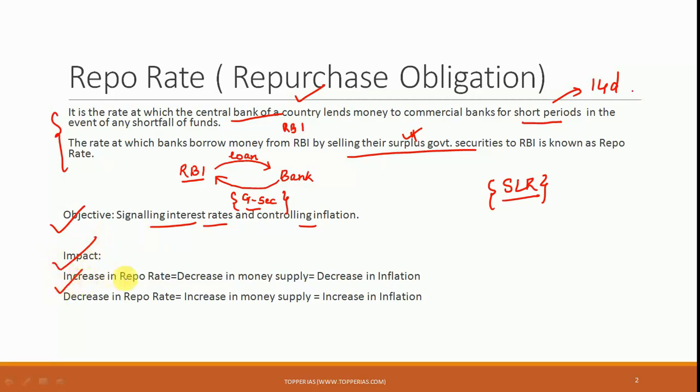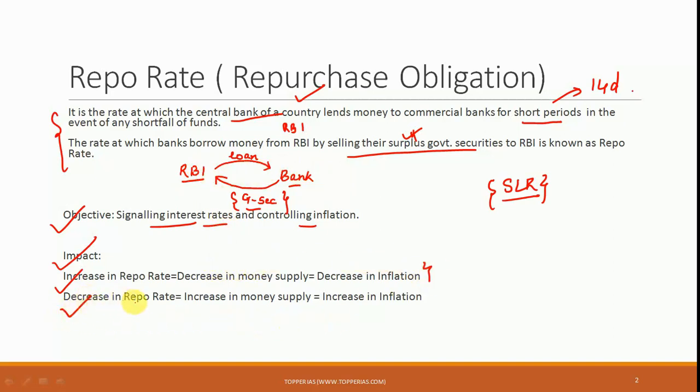First and foremost is that if the repo rate is increased, the loan for the bank is going to become costly, as a result of which the bank will avoid taking a loan from the RBI. So this will decrease the money supply in the bank, which consequently will decrease the money supply in the economy and will lead to a decrease in inflation.